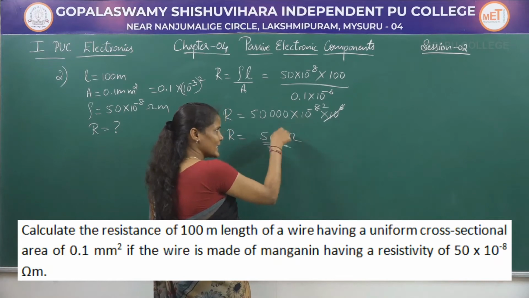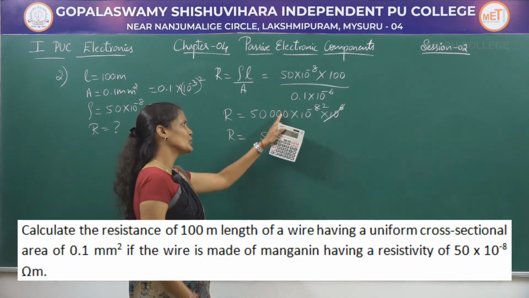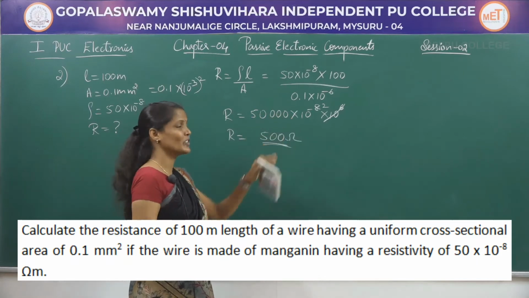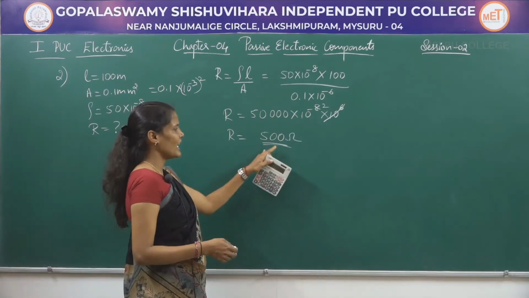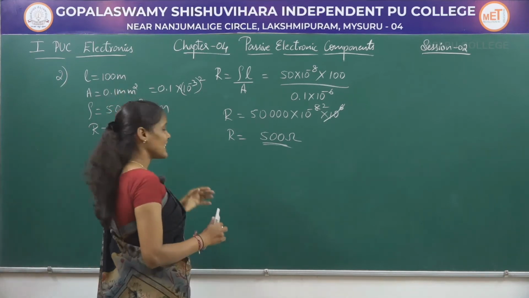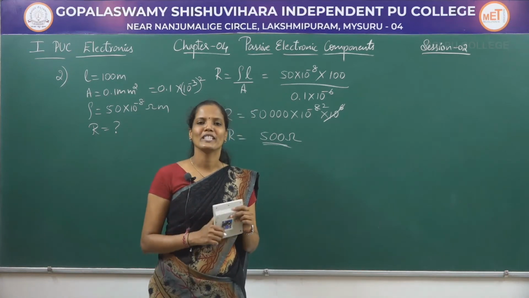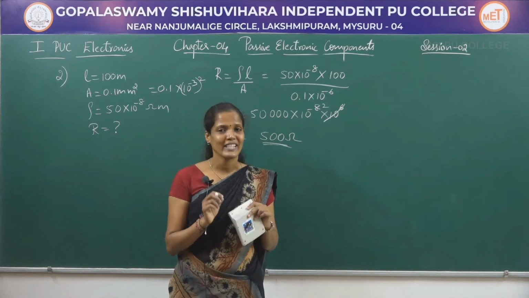That is 50,000 divided by 10 to the power of plus 2. We can do that, or you can shift the point towards the left by 2 places in order to cancel this. So 500 ohms is the final answer for this problem, for which length, area as well as resistivity is given. Clear? Now we will move on to the next topic, that is types of resistors.